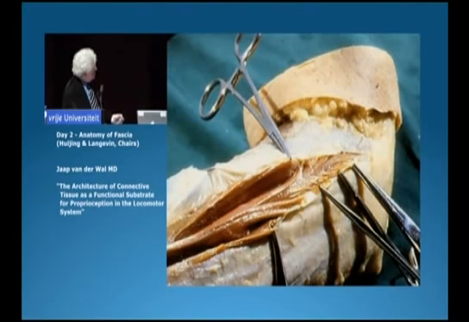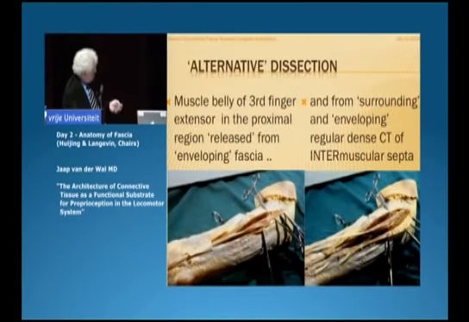You see that every muscle vesicle of that so-called third extensor, third finger extensor, is connected with connective tissue, intermuscular septa, antebrachial fascia, with another intermuscular septa. So that's how it works. And if you want to take out that muscle, you have to do that by releasing all those muscle vesicles from the so-called enveloping fascia.